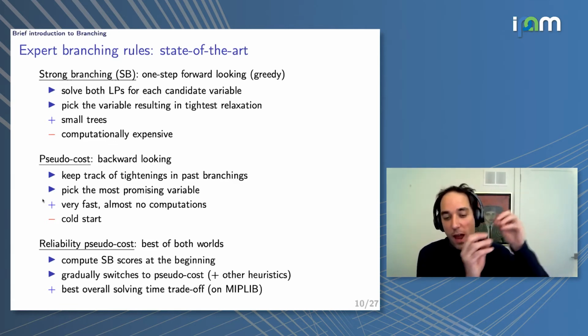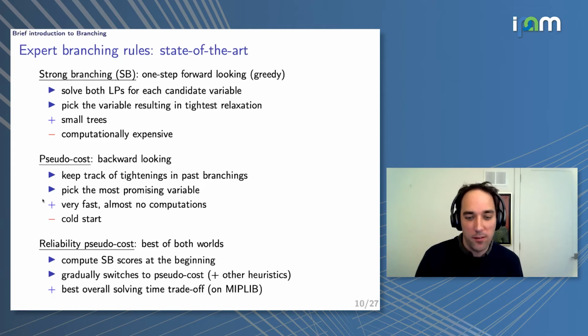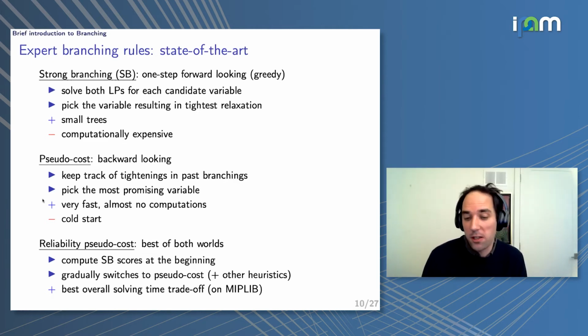It basically keeps track of how good it was to branch on a particular variable, and then it will pick the variable that is the most promising variable given what has happened so far. So this is very fast, but of course it could suffer from the cold start setting, where at the top of the tree, your prior over variables may not be very good, right? It could be, for example, just uniform.